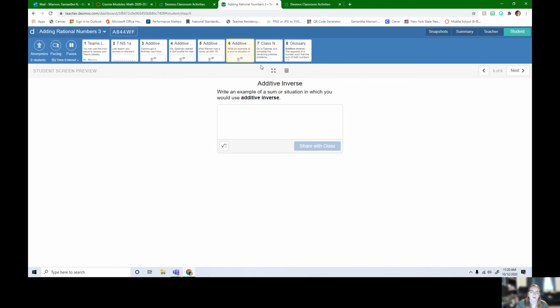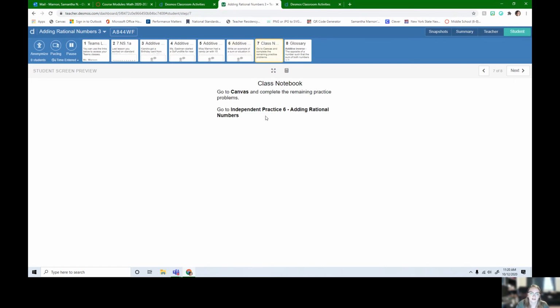Now with this one, you can write your own additive inverse. You can write a math problem. You can write a story where it has additive inverse, like the one with Keandra getting the $60 and spending the $60. You can just write a math sentence, whatever you want to do for this one, that shows that you're understanding what additive inverse is.